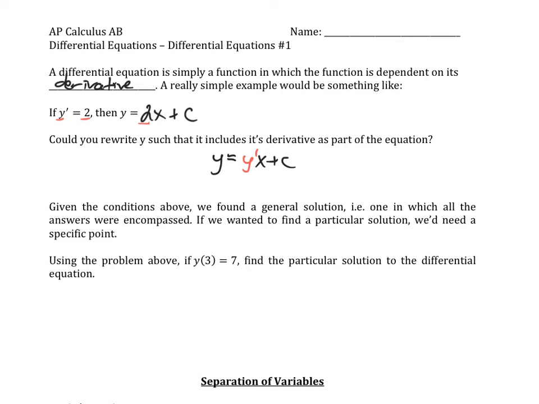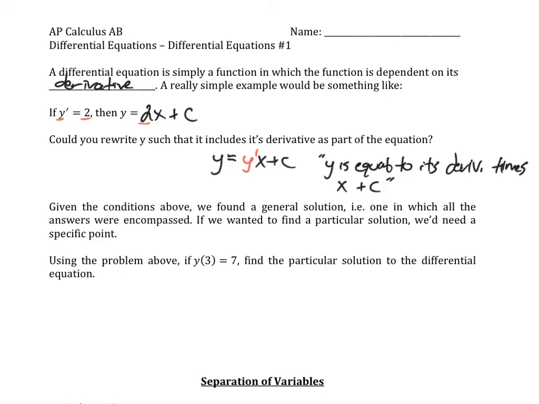And if we actually want to write this out, I wrote this on my solution key, right? y is equal to its derivative times x plus c. All right, so given these conditions above, we found a general solution, y equals y prime x plus c. Typically, we'd write y equals 2x plus c, but technically, it's a function y that's dependent on its derivative. So given the conditions we found above, we found a general solution, one in which all the answers were encompassed.